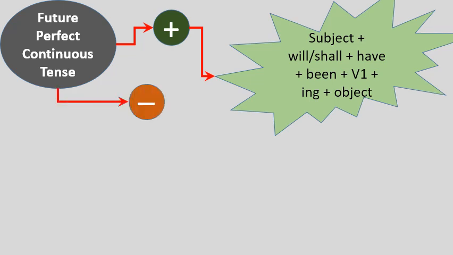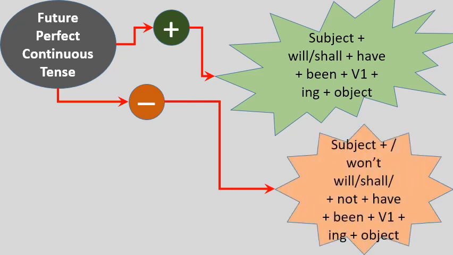In the negative sentence, the structure will be subject plus won't or will or shall plus not plus have plus been plus first form of the verb plus ing plus object. For example, I won't have been eating vegetables for 3 months. Won't is a short form of will not.